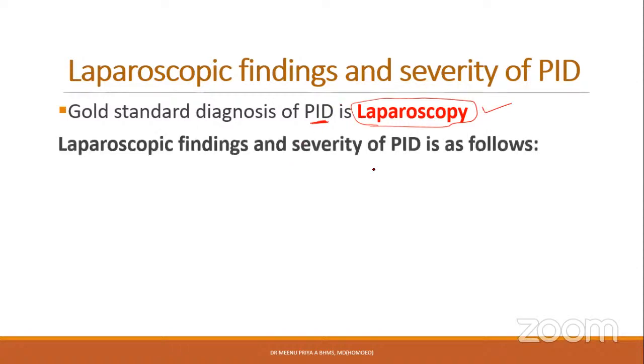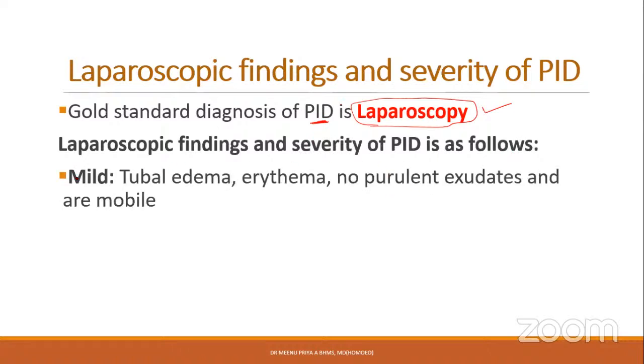And then laparoscopic findings and severity of PID. So what are the laparoscopic findings? In mild PID, mild infection or inflammation, there is tubal edema, swelling, erythema, redness, and no purulent exudate. So there is no discharge, and the tubes are mobile.